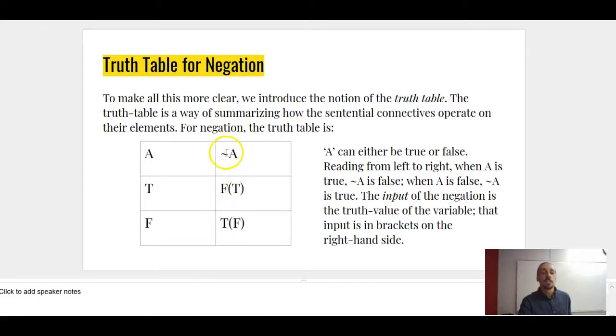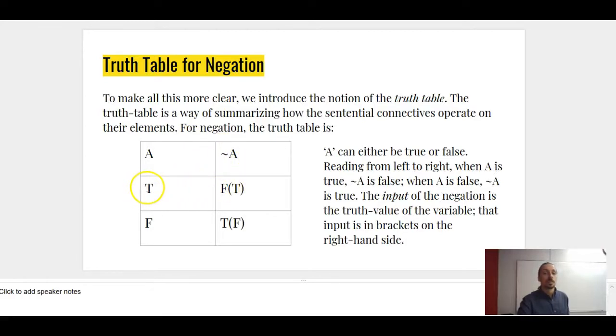And then tilde, the negation, means that it is not the case that apples are delicious. We'll reverse the truth value. So suppose apples are delicious is true. Then it is not the case that apples are delicious is going to be false. Right? Because if the truth value of A is T, then the truth value of not A will be F.